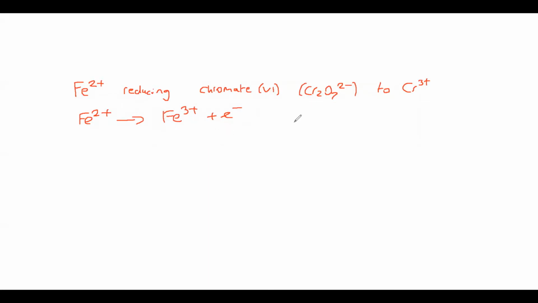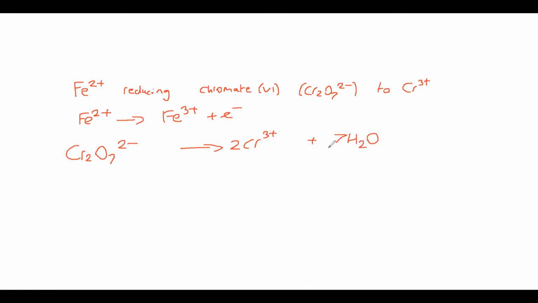But now it's not clear what's going on with our chromate. So we can see that we have our chromate going to chromium 3 plus. Now, because we have 2 chromiums on the left-hand side, we need to balance that out with 2 chromiums on the right-hand side as well. But you can see that our oxygen doesn't balance out like before. We have no oxygens on the right-hand side and 7 oxygens on the left-hand side. So we need to put in 7 water molecules in order to balance that out.